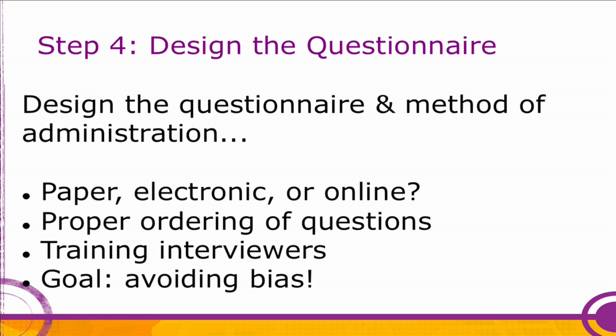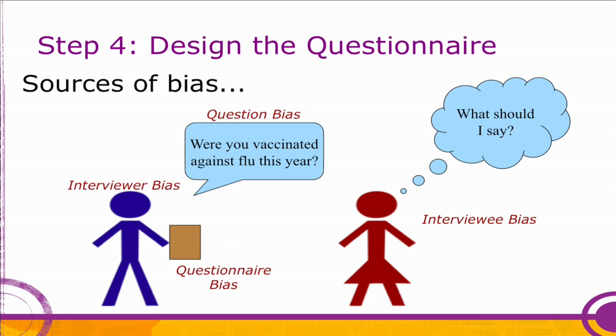The goal of designing your questionnaire, your questions, and the method of administration are to avoid bias in the survey process so that you do not skew your results. This slide depicts a simple graphic that shows where different sources of bias might enter the survey process. Your questionnaire could involve bias because certain questions are framed in certain light or in a particular order.